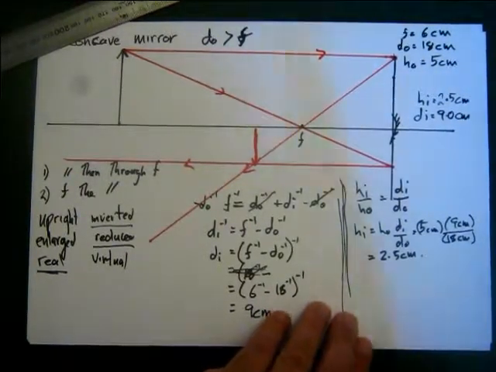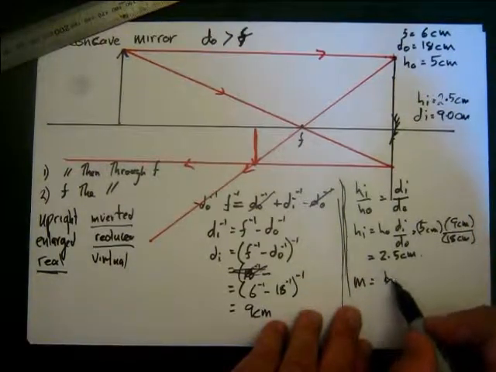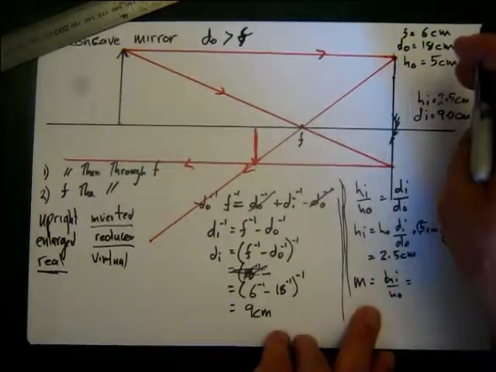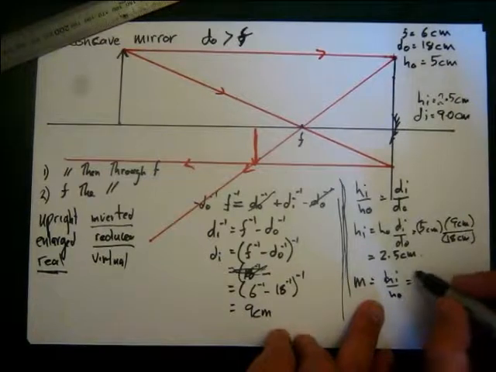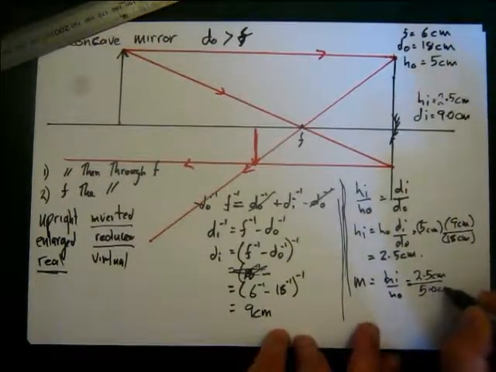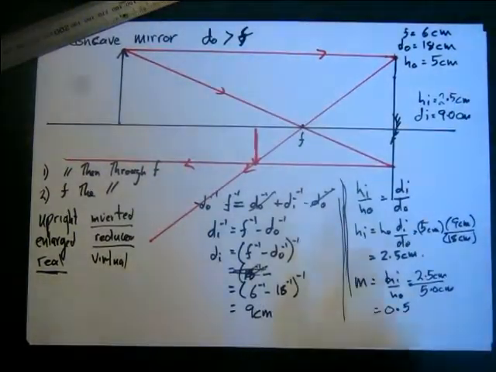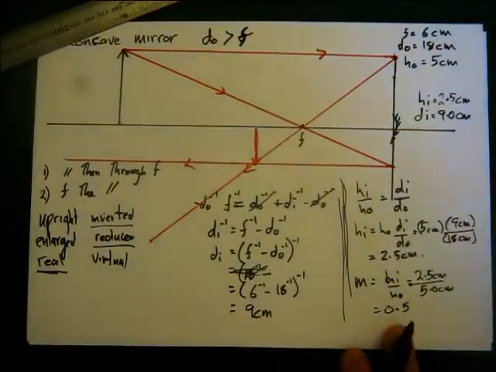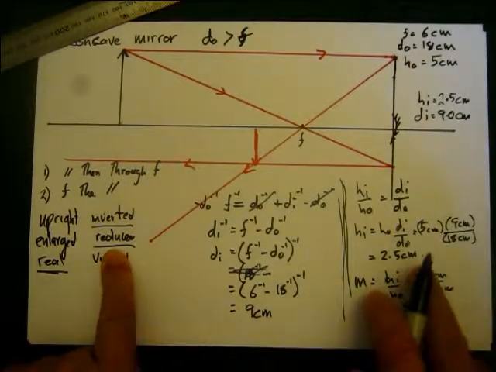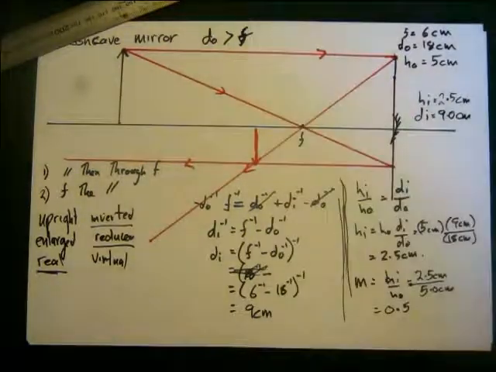Cool. Now we can work out the magnification. Magnification equals HI over HO, which is equal to HI, we worked out it's 2.5 centimetres, HO is 5 centimetres, equals 0.5. So that means that it's half the original size, so that means it's reduced. This number is a positive number, so it's inverted and it's real. Just looking at the ray diagram we can tell it's real.